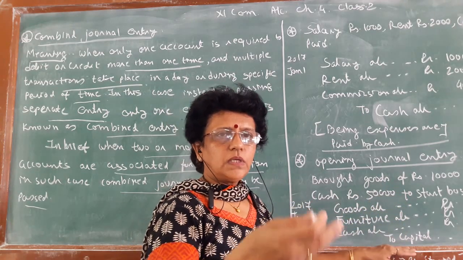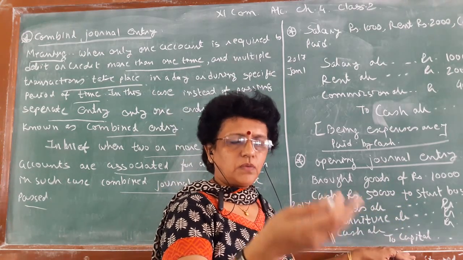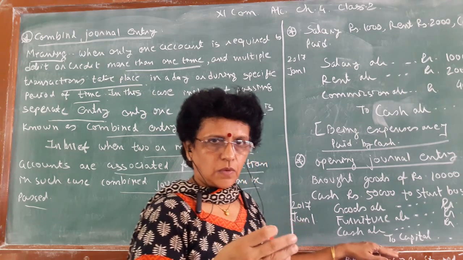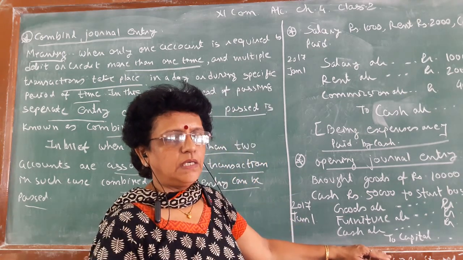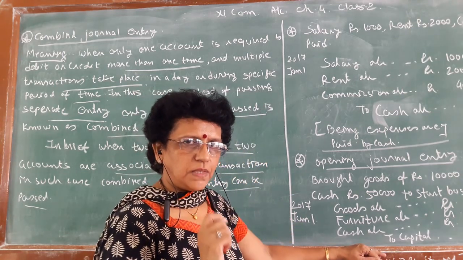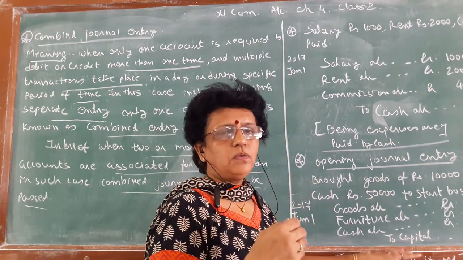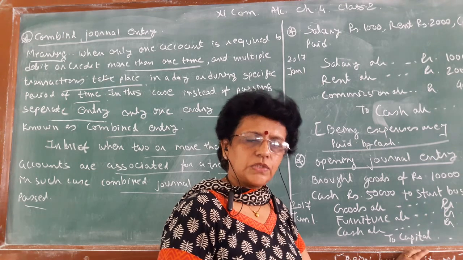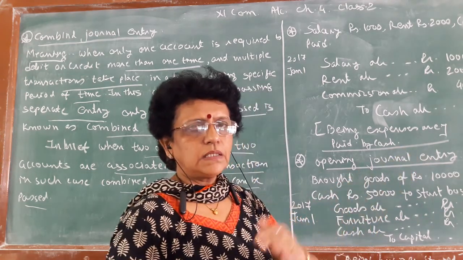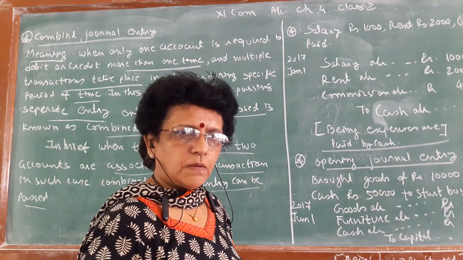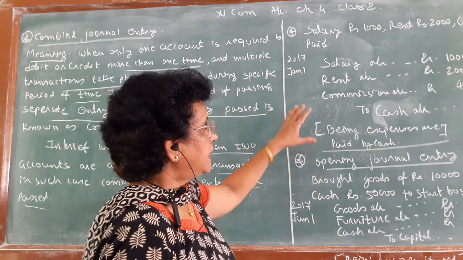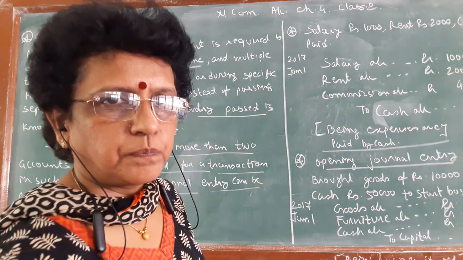Again, when you do a transaction with a discount, trade discount or cash discount, the trade discount is not to be recorded in the books of account but the cash discount needs to be recorded. So over there also you have more than 2 accounts involved in the journal. So these are a few examples of combined journal entry. Let us study the first.